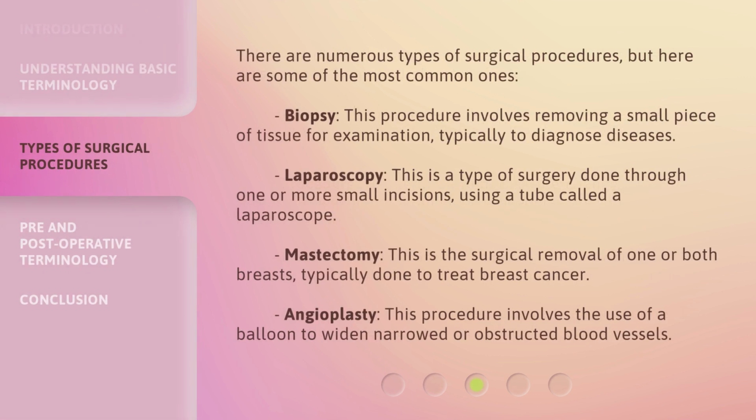There are numerous types of surgical procedures, but here are some of the most common ones. Biopsy. This procedure involves removing a small piece of tissue for examination, typically to diagnose diseases. Laparoscopy. This is a type of surgery done through one or more small incisions, using a tube called a laparoscope.